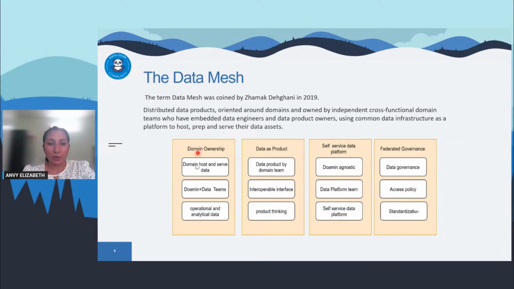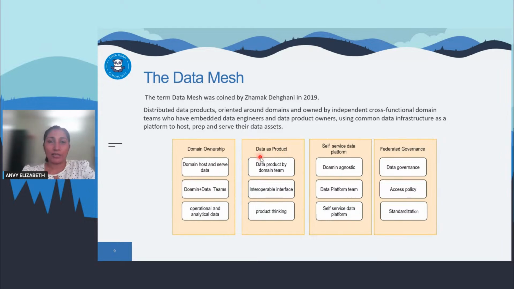Domain ownership is the first pillar. Basically, in domain ownership, the data of a particular domain should be owned by the domain team. They should own the operational data, they should own the analytical data, and they should provide this data to other domains for analytics.